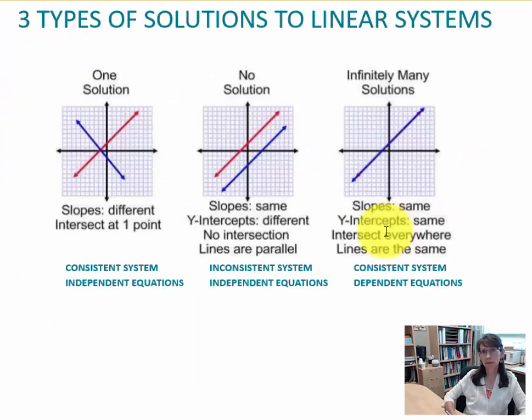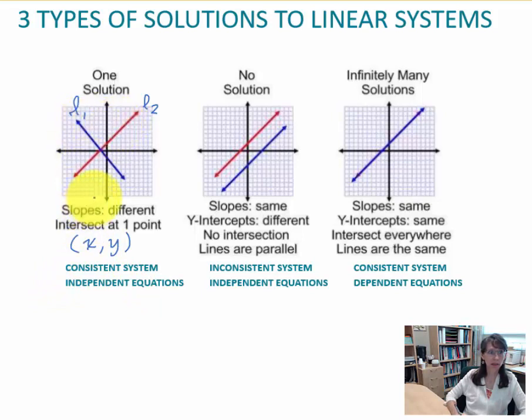Now there are three different types of solutions that could occur with a linear system. We could have line 1 and line 2 intersecting at one place or one ordered pair. So you're going to have some kind of an x and y values at that point of intersection. This is called a consistent system of independent equations because the equations are completely different from each other to form these two lines.